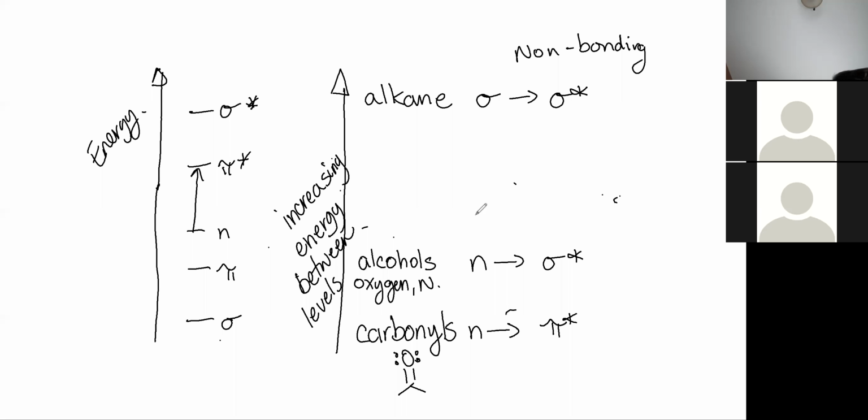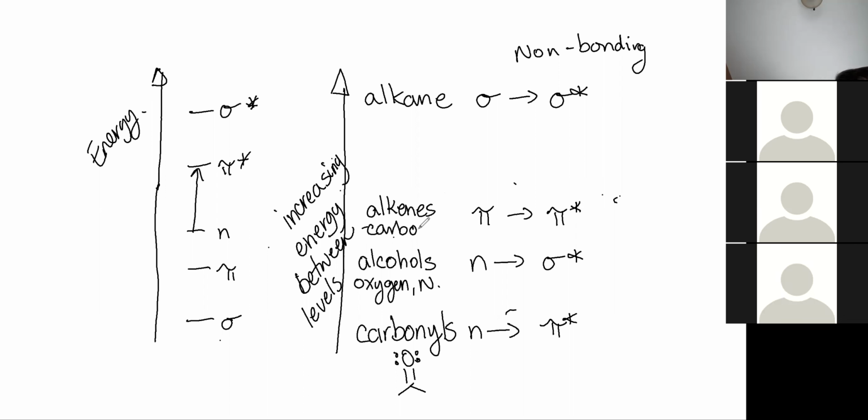So then we could get up to the pi to pi star. And this could be alkenes. This could be carbonyls. This could be alkynes, I guess. All of these types of things. So anything with a pi bond, and it's going to have a pi star.